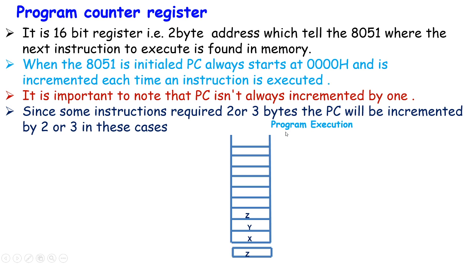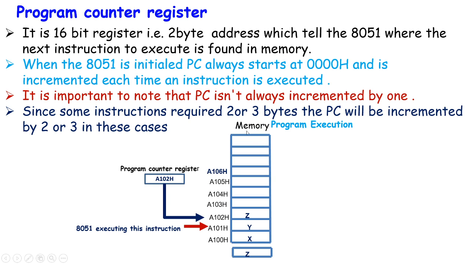So this is the program execution, the program memory, and this program counter register points like this. So this is the program memory whose address starts from, suppose, A100H, and it is incremented like this. So this is the program instruction XYZ.